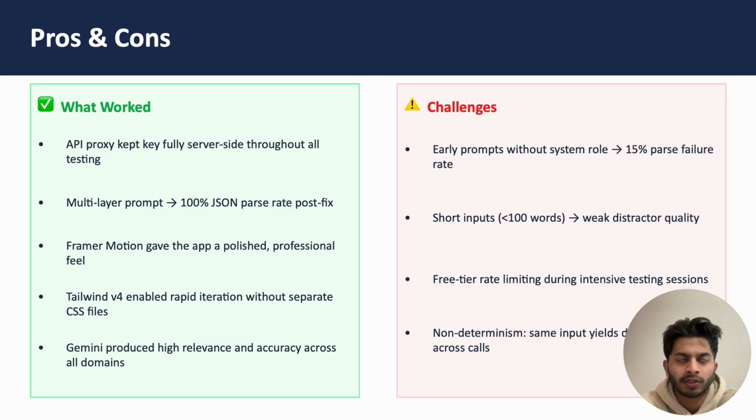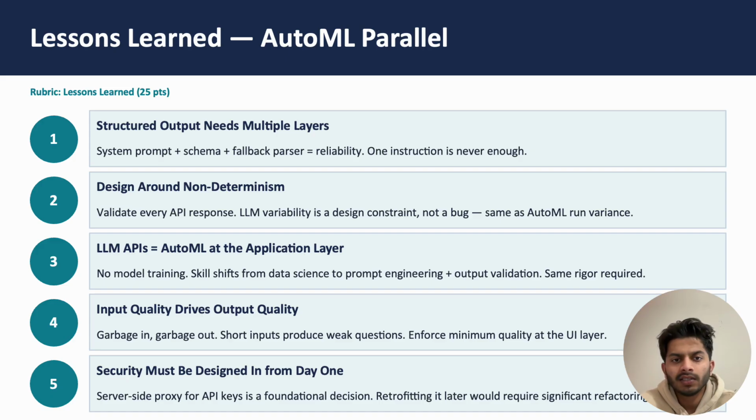So this is the slide I think matters the most for me in this course. The rubric specifically asks about AutoML lessons, so let me connect this project directly to that framework. Using a pre-trained language model via API is functionally equivalent to using an AutoML platform. In both cases, you are not training a model; you are configuring a system, either through a prompt or through training settings, and then evaluating the outputs. The skills required shift from data science toward what I would call output engineering.